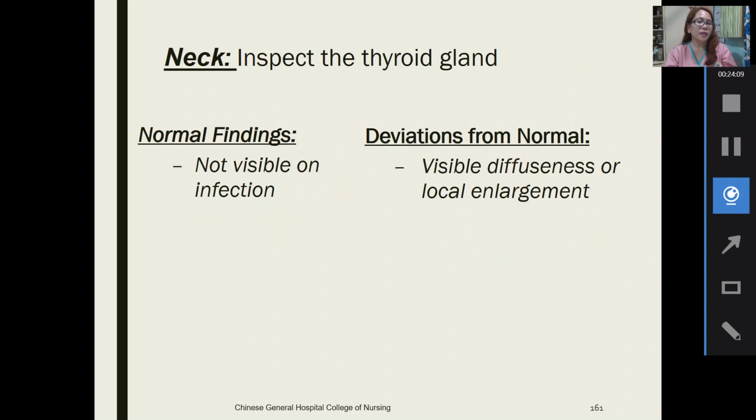Okay? And then, inspect the thyroid gland. So, pwedeng sa harap mo siyang hawakan or at the back. So, the normal finding is that it is not visible, no, on inspection. So, if it is visible, diffuse, or there is a local enlargement.